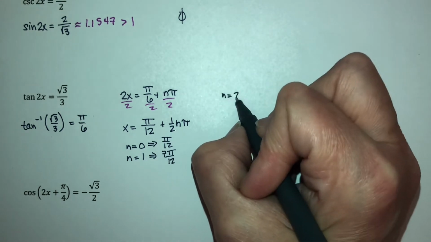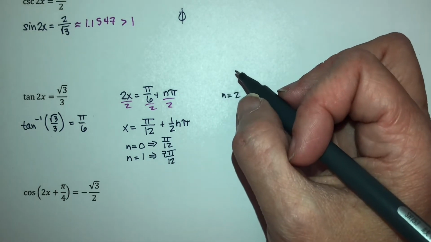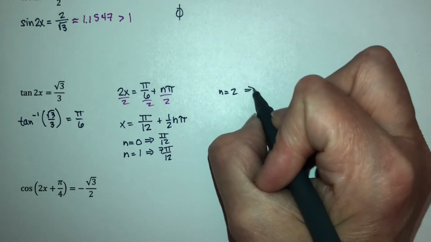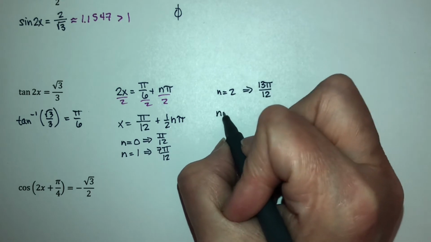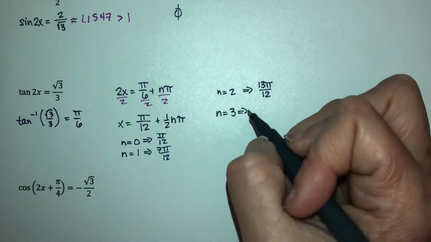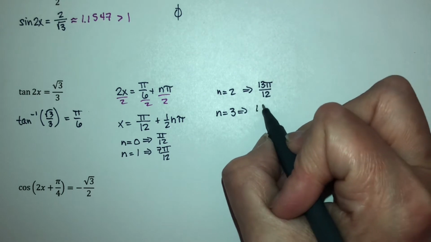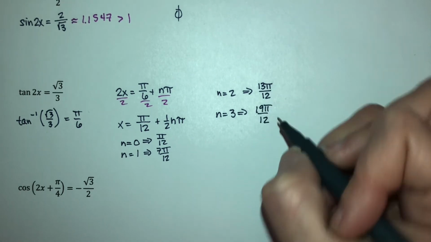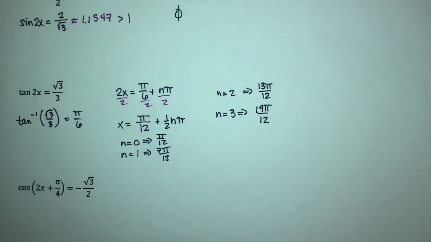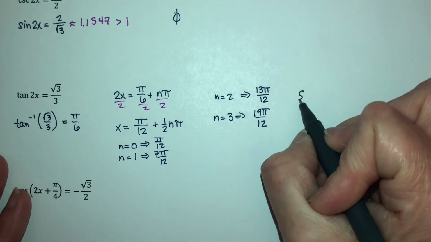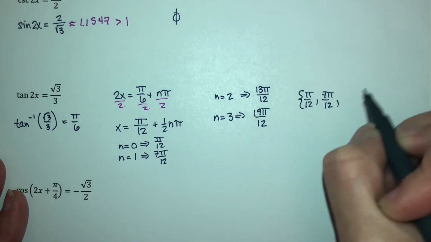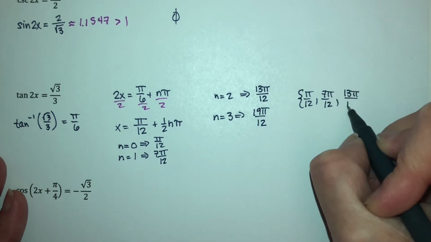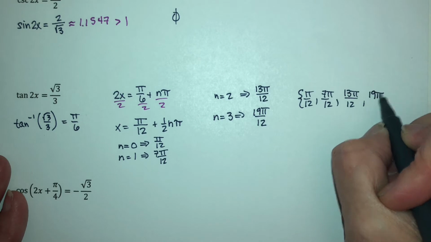If our n value is 2, and you add pi over 2 again, then you get 13 pi over 12. If our n value is 3, then you add pi over 2 again, and you get 19 pi over 12. And if you add again, then you are finally above 2 pi, and so you have everything listed. Your 4 solutions are pi over 12, 7 pi over 12, 13 pi over 12, and 19 pi over 12.